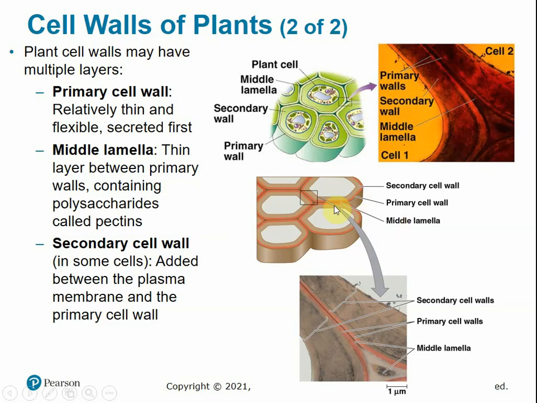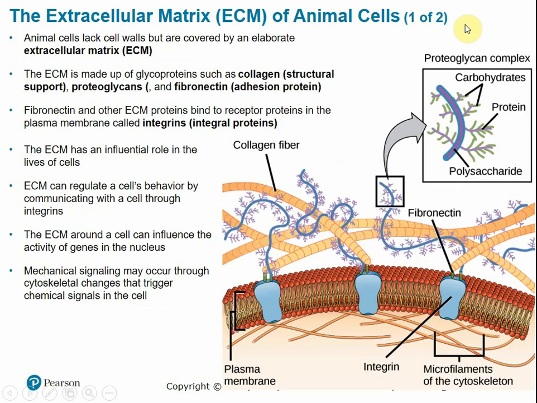The middle lamella is going to be the layer between the two walls, so kind of the space-filling area between adjacent plant cells would be the middle lamella. So primary, the thin outer layer, secondary, the thick inner layer, and middle lamella kind of in between the two and the space filling.